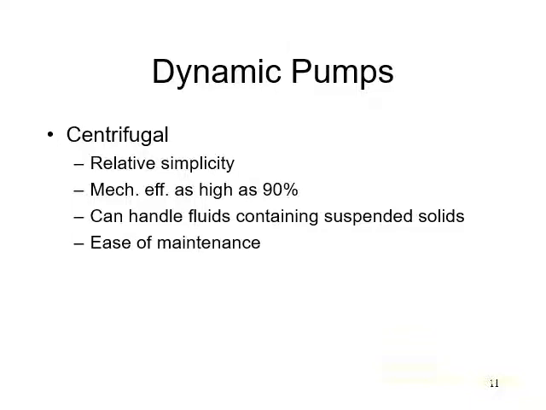The maintenance is very easy compared to the displacement type of pump. There are only two parts here: an impeller and a casing. But a displacement type of pump consists of more components: a piston, cylinder, crank, connecting rod, valve and valve operating mechanism. In a dynamic type of pump or centrifugal pump, there are only two components, the impeller and casing.